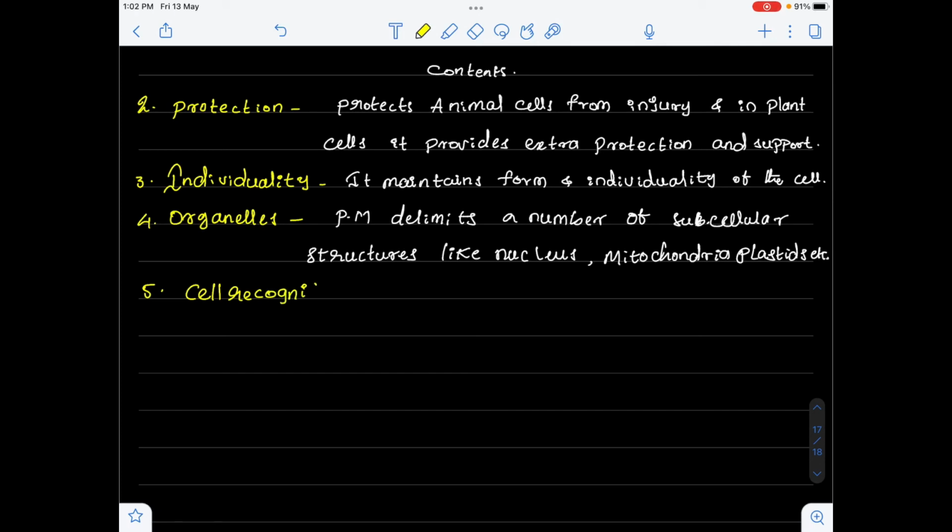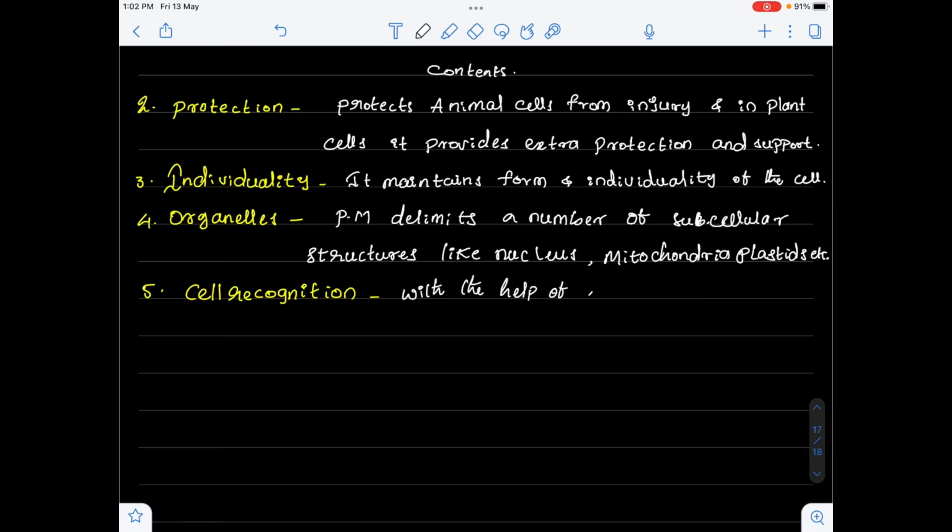cell recognition. On the surface of the plasma membrane, we discussed that there are certain glycolipids and glycoproteins present. With the help of these glycolipids and glycoproteins, the plasma membrane differentiates similar cells from dissimilar ones. So foreign substances and tissues can be easily recognized from familiar materials, and this cell recognition is useful for tissue formation and defense mechanism against the entry of microorganisms.